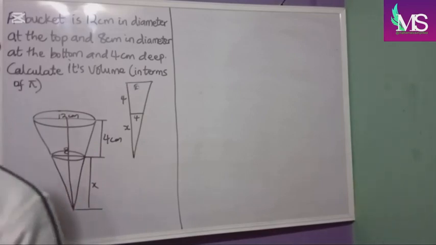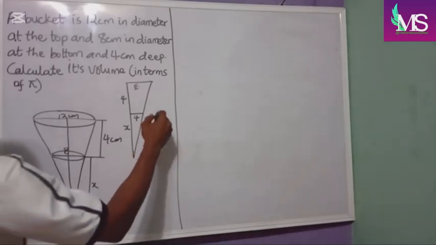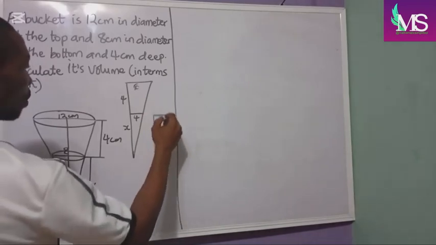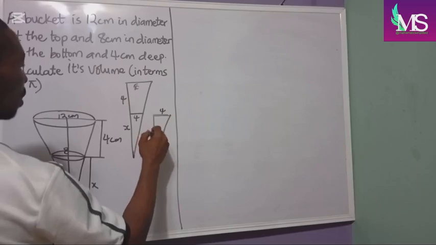Now, if we do that, next, we bring out a smaller triangle, which will be 4 and x.